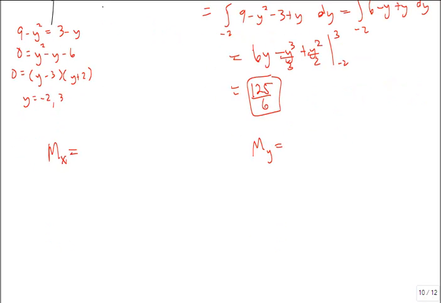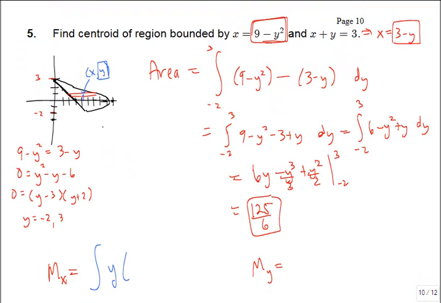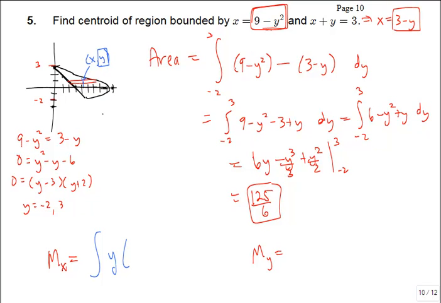So in our integral formula over here, we're going to take that y times our area, which was the right curve minus the left curve. So this 9 minus y squared minus 3 minus y. The curve, the parabola minus the line. And our bounds again were negative 2 to 3.